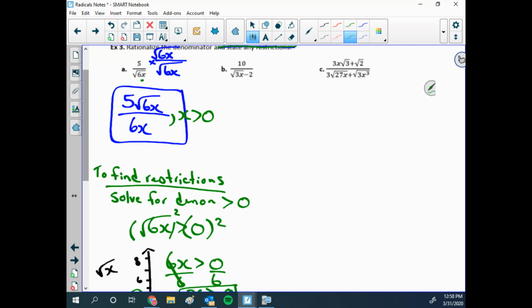I'm going to ignore C. It's a little bit complicated. If you're curious and you want to try it by yourself, go check my answers that are in my answer booklet for the note pack online. I'm going to go through B, though. So B works the same way.